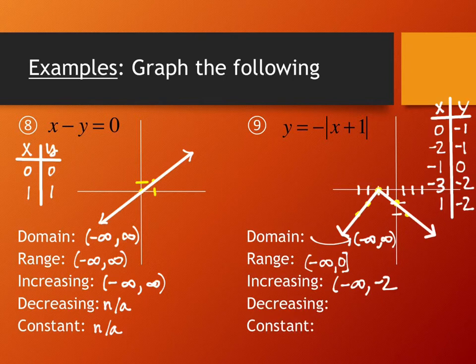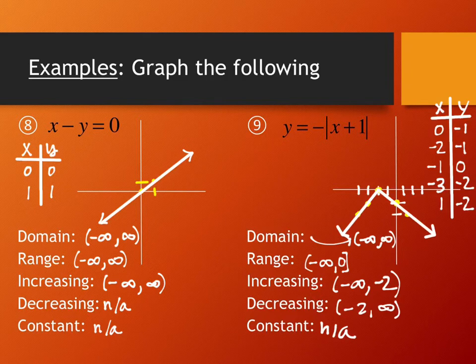And at -2, I start decreasing. Okay, so I'm not climbing the graphs, I'm walking along the x-axis. And as I walk along the x-axis until I get to -2, the graph itself is going uphill. And then after -2, the graph is going downhill. So -2 to infinity, it's going downhill. And it doesn't have any constants.